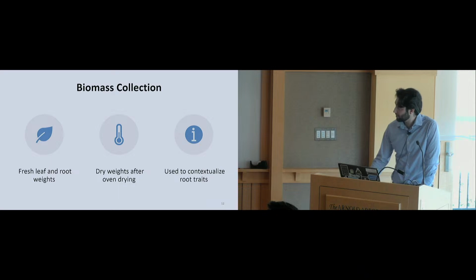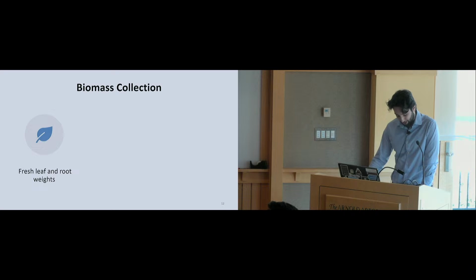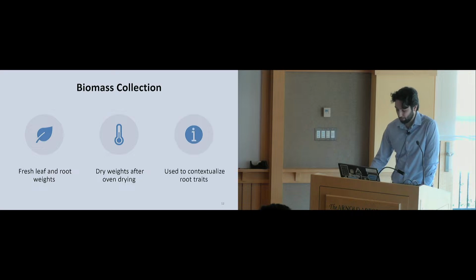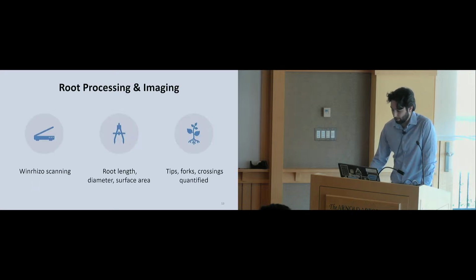So at our harvest, we collected fresh and dry biomass, which included fresh leaf and roots, which were then oven dried at 60 degrees for a period of 24 hours, and then reweighed, and that allowed us to contextualize our root traits. We also scanned over a dozen traits with our mycorrhizal scanners, and notably we measured root length, diameter, and surface area, and were able to quantify tips, forks, and crossings, which helped determine things like exploration of our root system.